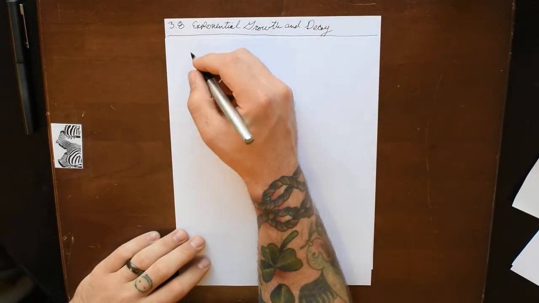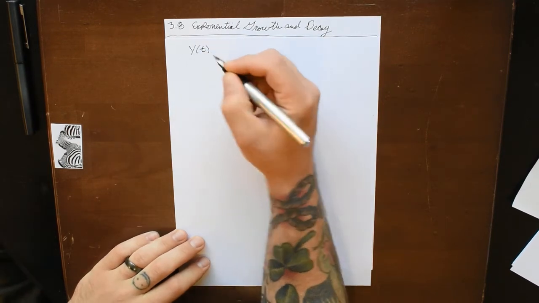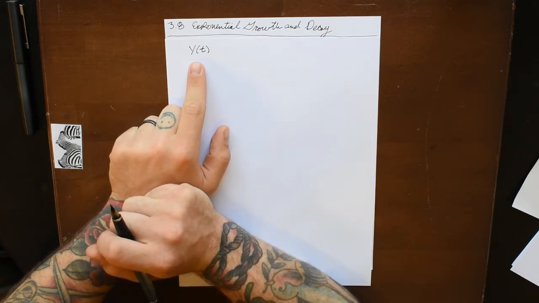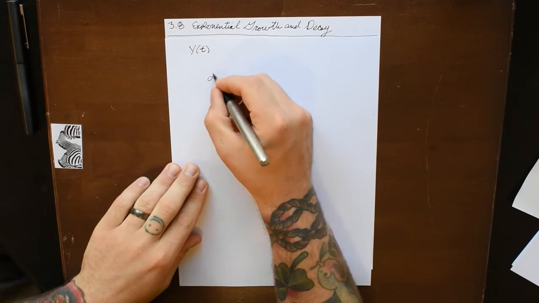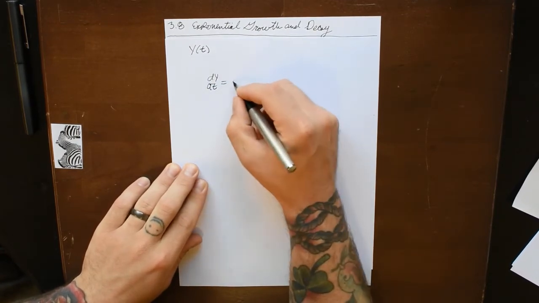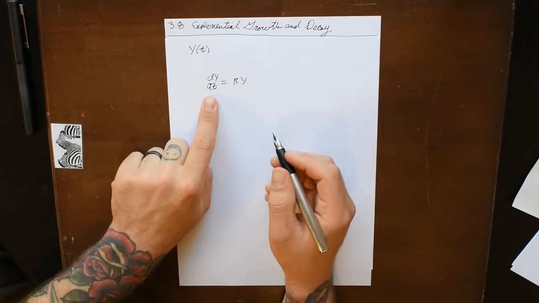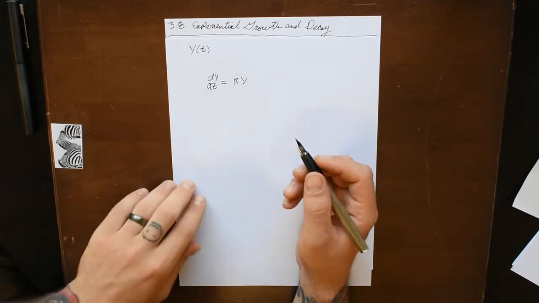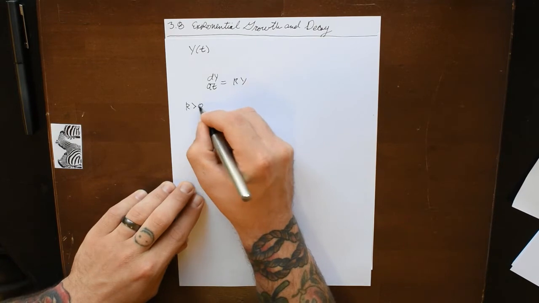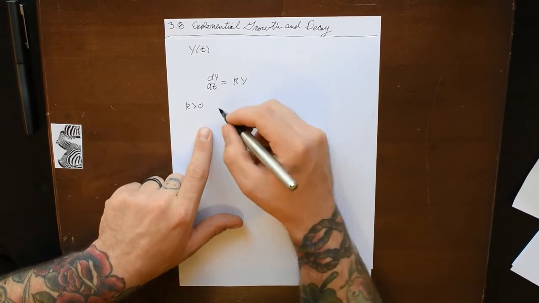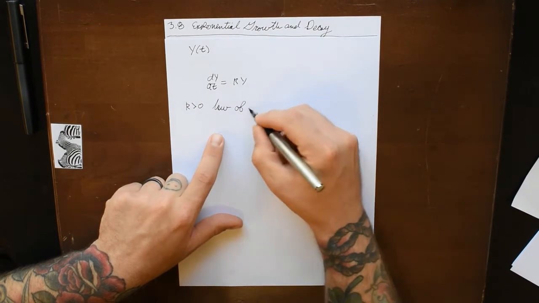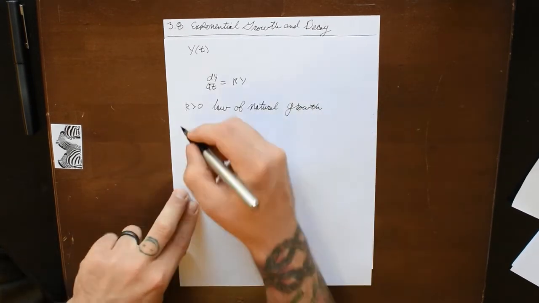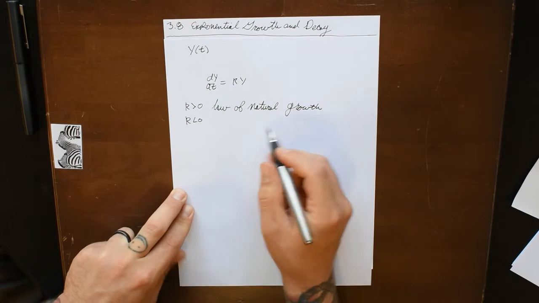So in general, if we have some function y of t, and we know that the rate at which y of t is changing is proportional to its size or its value, then we get the equation dy/dt is equal to ky. Or the change in y with respect to t is proportional to its value at some time t. When k is positive, we call this the law of natural growth. When k is negative, we call this the law of natural decay.